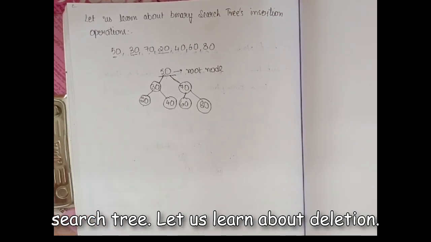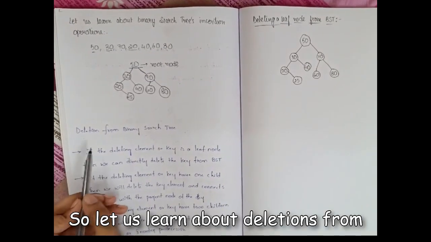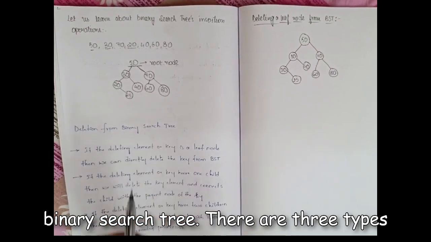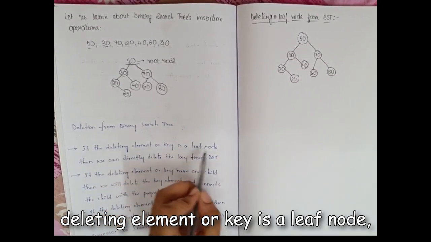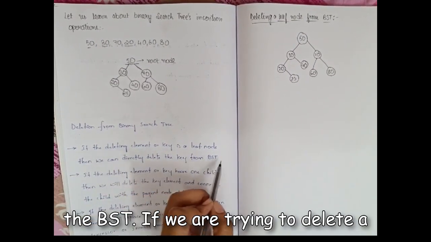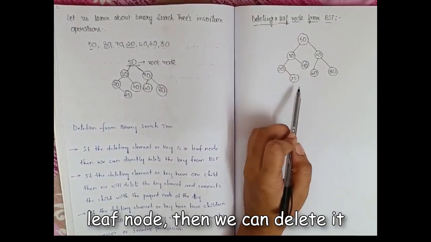Let us learn about deletions from binary search tree. There are three types of deletions in binary search tree. If the deleting element or key is a leaf node, then we can directly delete the key from the BST. If we are trying to delete a leaf node, then we can delete it directly.